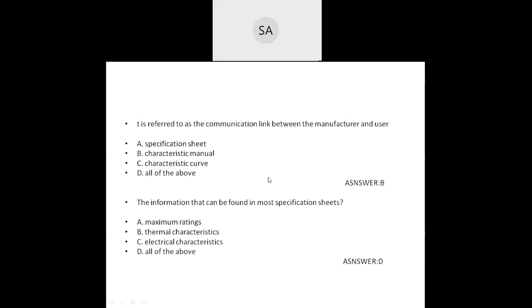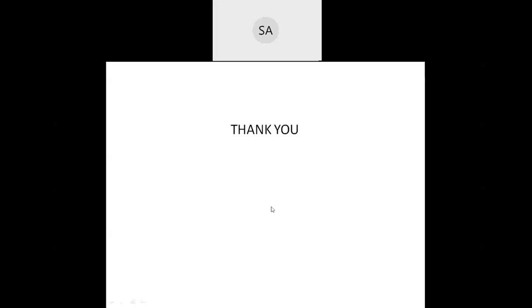So in today's lecture we have discussed the calculation of the beta values, transistor packages, the numbers and letters marked on the transistor, and how to identify the terminals. These are the topics covered in today's lecture.